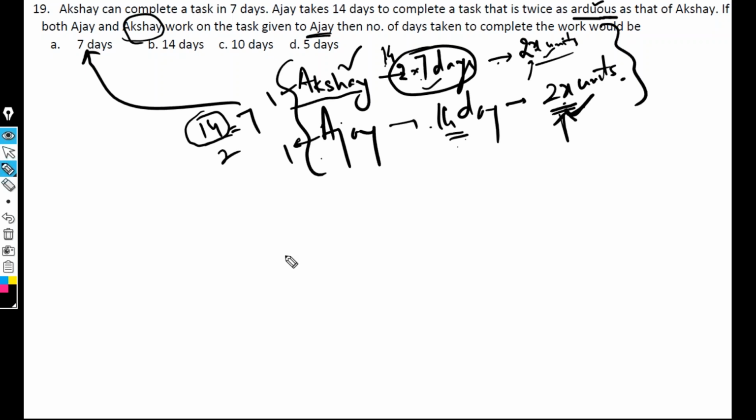Rohan, there is no 28 in the picture. LCM of 14 and 14 is 14, right? So 14 units is the total work which is to be done. Akshay in 14 days completes 14 units, so in 1 day it is 1 unit. Likewise for Ajay it is 1 unit. When they are working together, the work done by Akshay and Ajay is 1 plus 1, 2 units. So to complete 14 units of work, time taken is 14 by 2, which is 7 days.